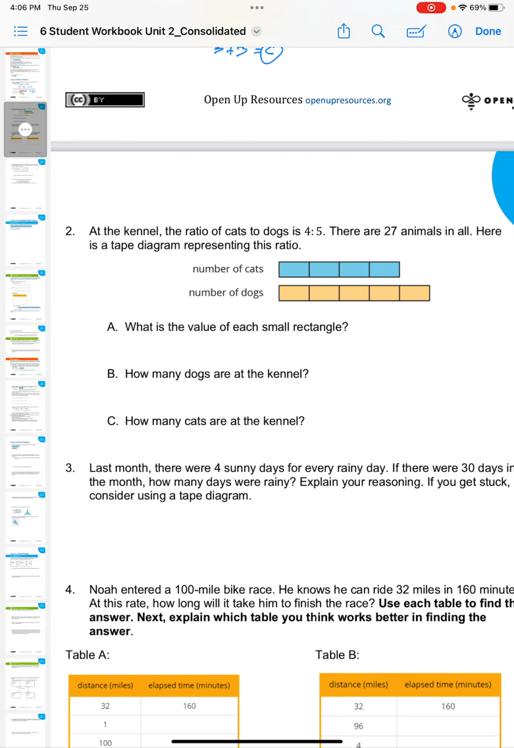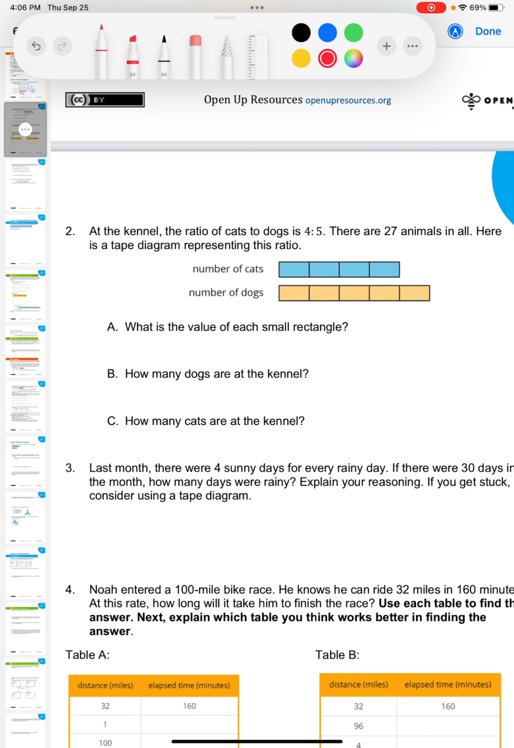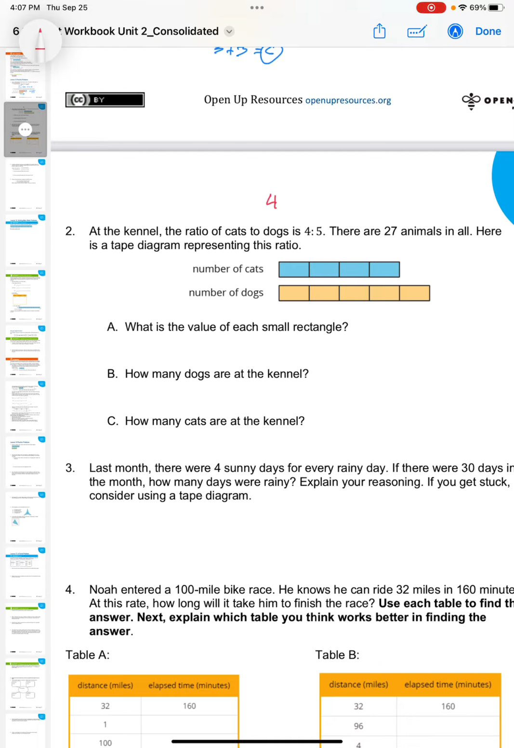Okay, so now we'll take a look here. Just because I like to be weird, let's go with red. So we've got a ratio of cats to dogs being 4 to 5. So that means 4 squares and 5 squares. Well, rectangles, 4 rectangles, 5 rectangles. There are 27 animals in all. Well, 4 plus 5 is 9. 27 divided by 9 is 3. So that means each of these is 3.